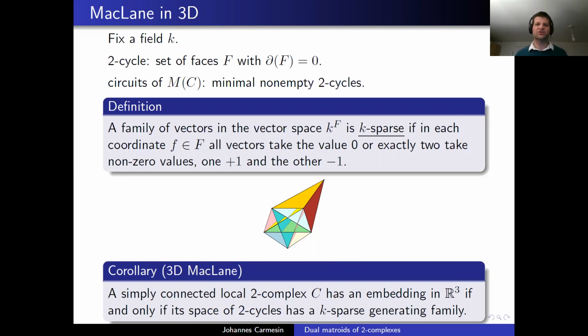And then this three-dimensional MacLane theorem says that a simply connected local two-complex has an embedding in 3-space if and only if its space of two-cycles has a sparse generating set. So that's like MacLane in the plane. You're embeddable if and only if there is a sparse generating family.